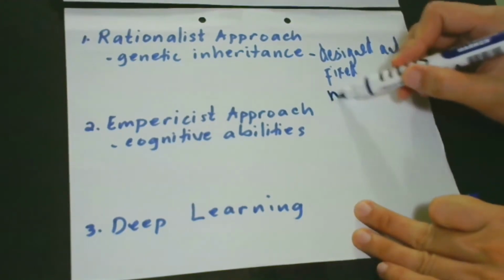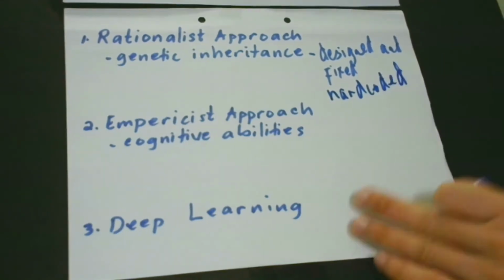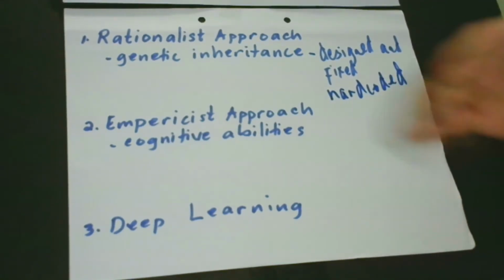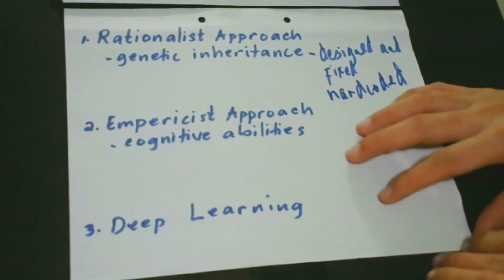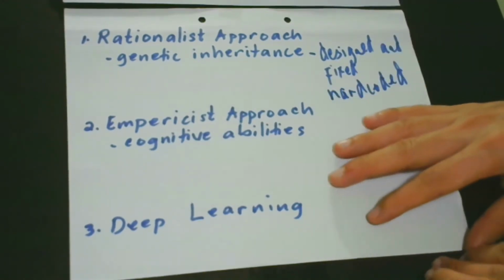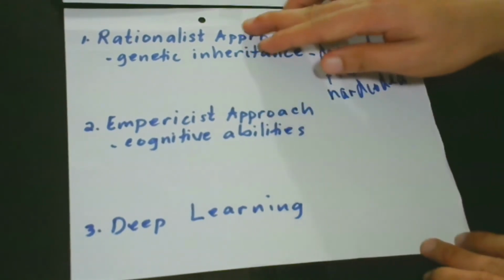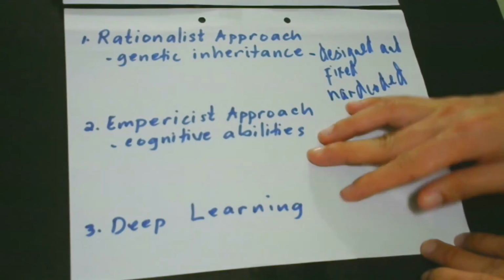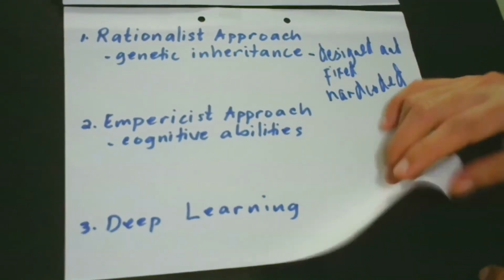I love this word. It is hard-coded. It's very mysterious. It's very amazing. Now, let's go to the second approach, which is called the empiricist approach. How is it connected to this? Are they related? Or if they are related, are there any differences between them?